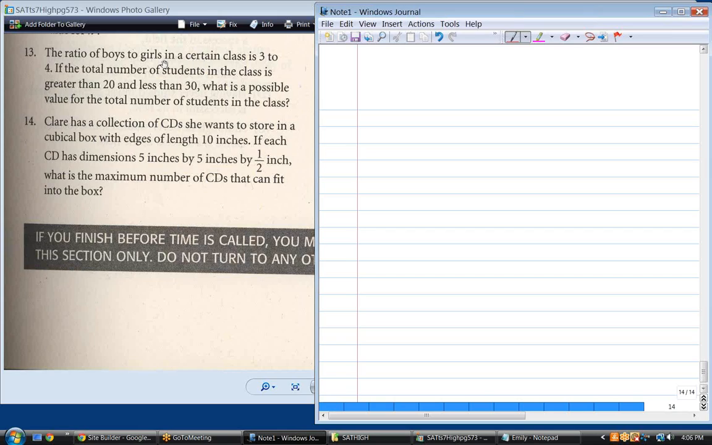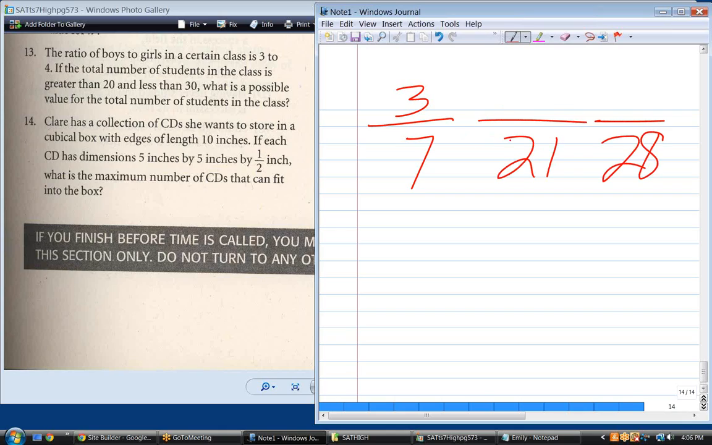The ratio of girls to boys is 3 to 4. What is the ratio of girls to students? Oh, so there has to be 7. It has to be a multiple of 7, so it could be 21 or 28. In other words, you would have 9 girls to 12 boys, or you would have 12 girls to 16 boys.